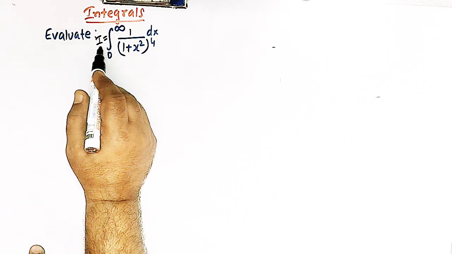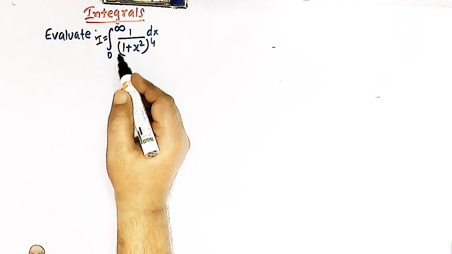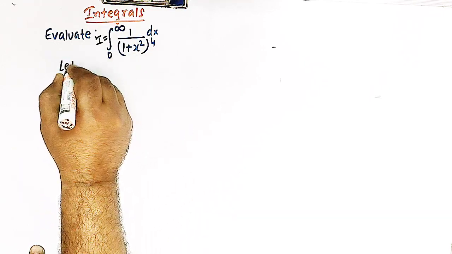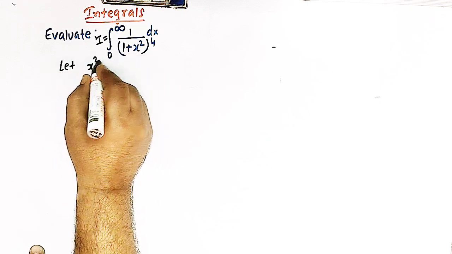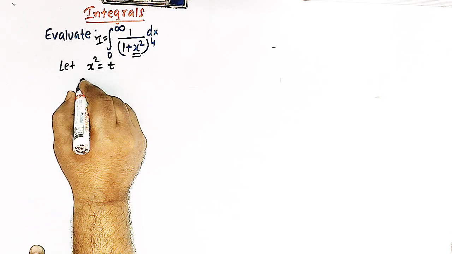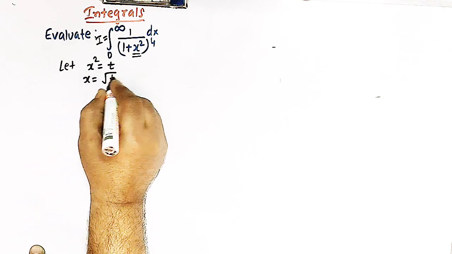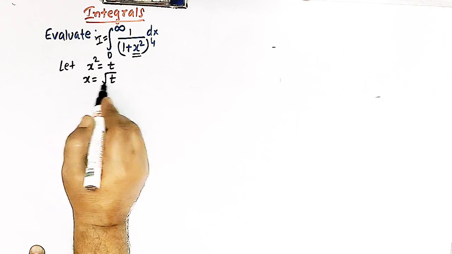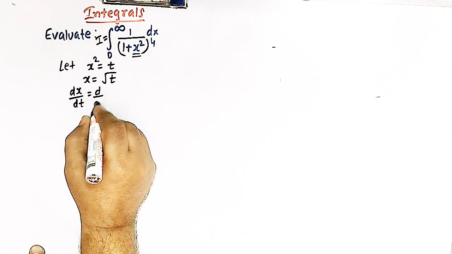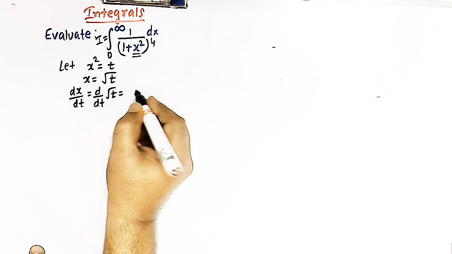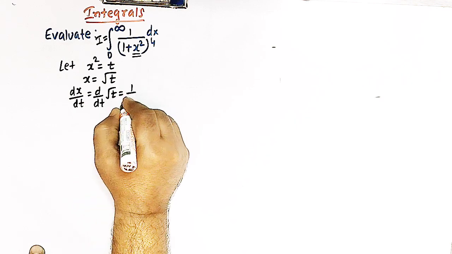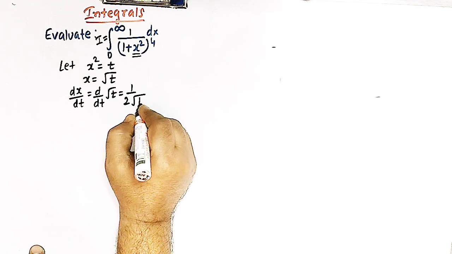So let us first call this integral as I, and let us first convert this integral into beta function by making this substitution, that is x squared is equal to t. So x is equal to square root of t. Now let us differentiate x with respect to t. So we have dx over dt is equal to d by dt of square root of t, and the derivative of square root of t with respect to t is 1 over 2 times square root of t.